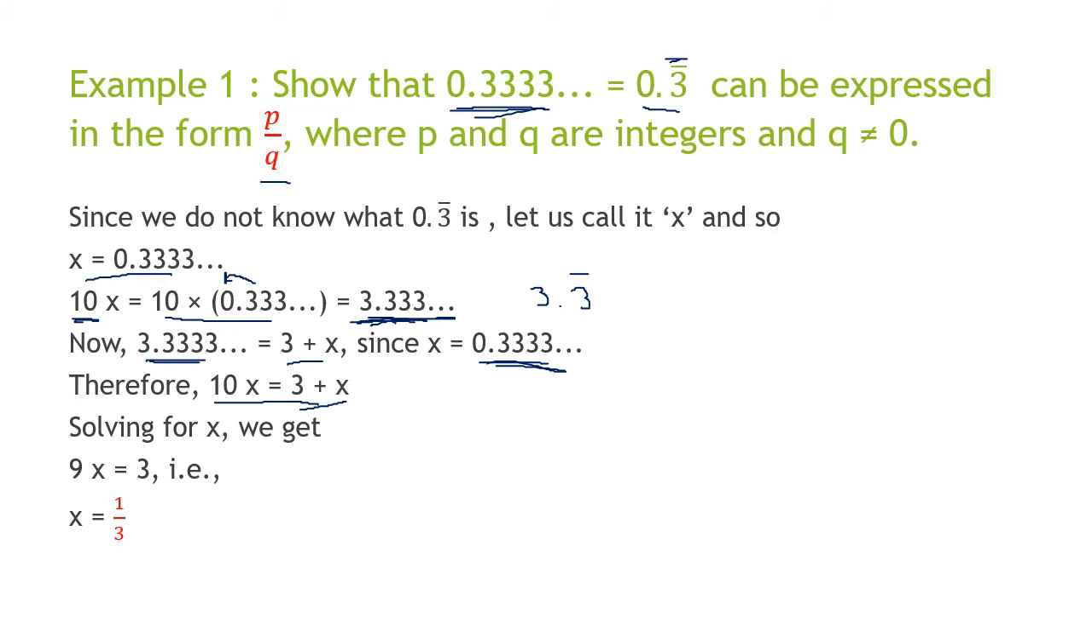Now take the x to the left side. So what is 10x minus x? 10x minus x is 9x. So we get 9x equal to 3. So what is x equal to? x equal to 3 upon 9, or x equal to 1 upon 3.